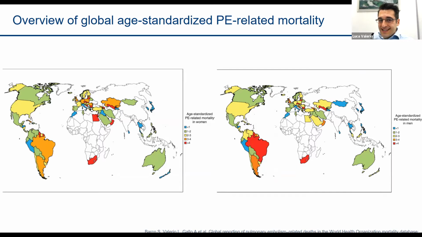But more importantly, you can see very clearly that there are differences across countries in the estimated mortality and across continents, with generally higher estimates, in particular for Southern America, lower estimates for high-income countries, Northern America and Europe, and quite considerable sex differences in the Middle East.